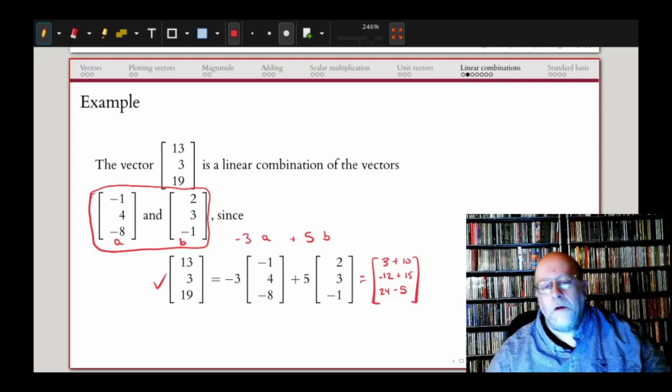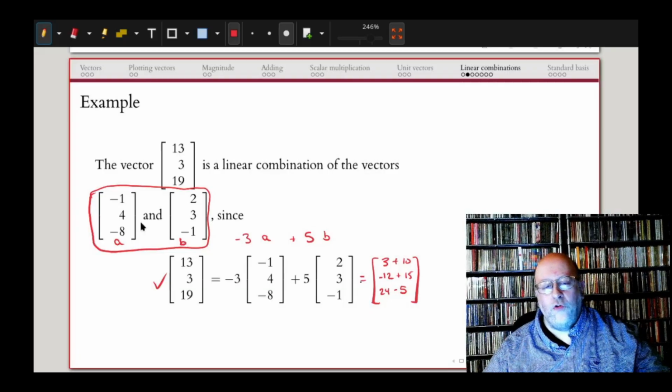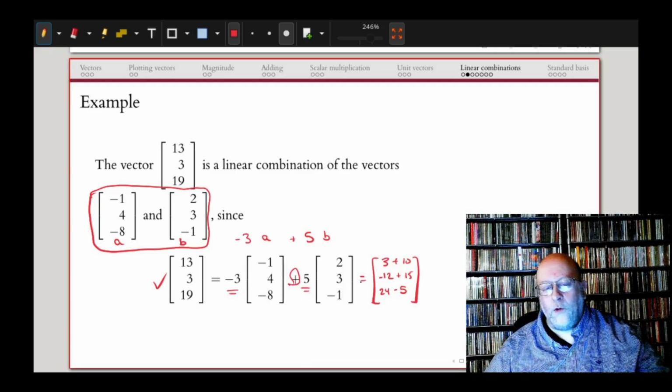And so using the two starting vectors and the two operations we talked about earlier, addition and scalar multiplication, we were able to combine those two vectors into a new vector, 13, 3, 19.